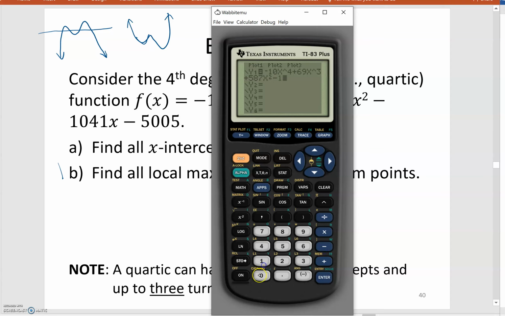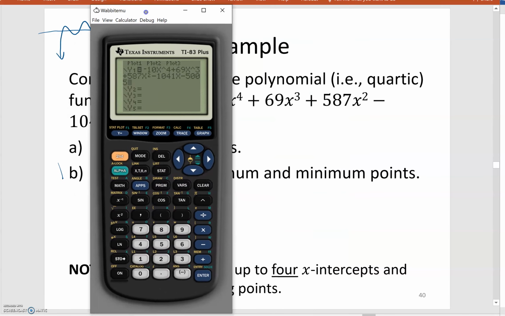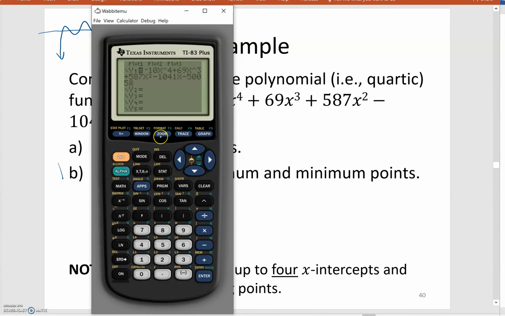And make sure you don't mess anything up when you are entering the values. Just double checking it here. Okay, so I'm going to do zoom standard again, except I accidentally pressed the wrong button, and I don't know what I just did, but it didn't give me a good graph. I did zoom square. So let's do zoom standard.